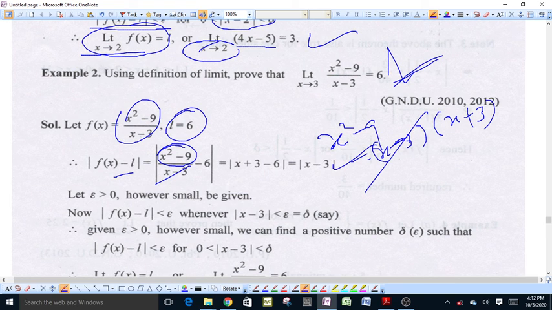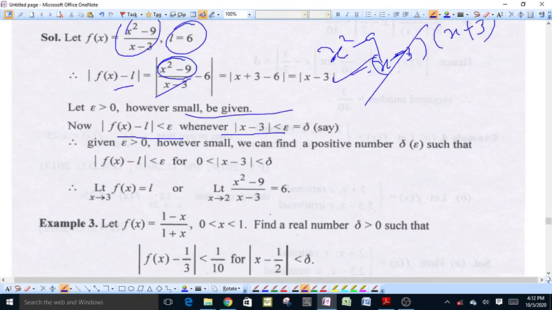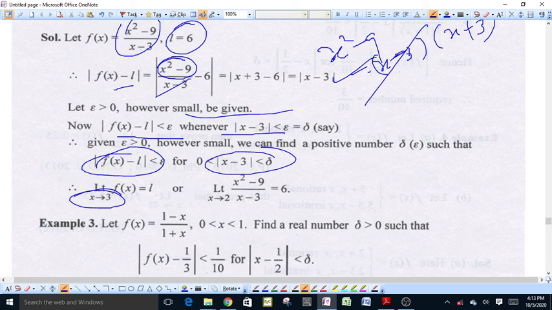Let epsilon positive, however small, be given, then modulus of f(x) minus L is less than epsilon whenever modulus of x minus 3 is less than delta. If we take delta equal to epsilon, then modulus of f(x) minus L is less than epsilon whenever x lies in the delta neighborhood of 3. That is, the limit of f(x) approaches L as x approaches 3. That is, the limit of x square minus 9 upon x minus 3 is equal to 6 as x approaches 3.